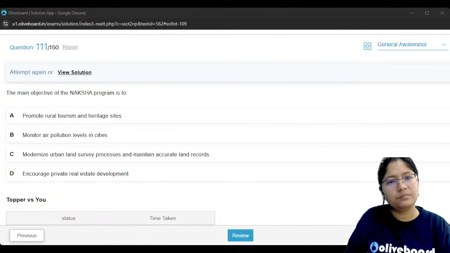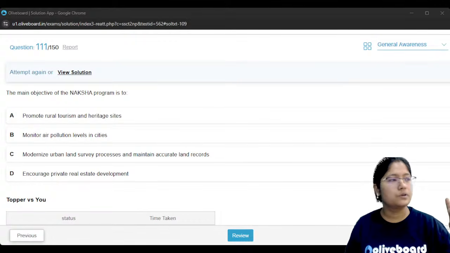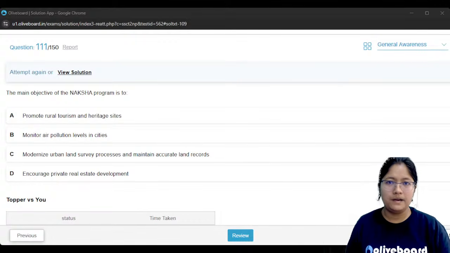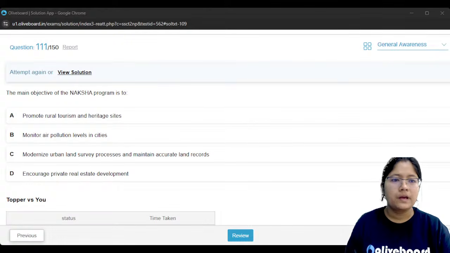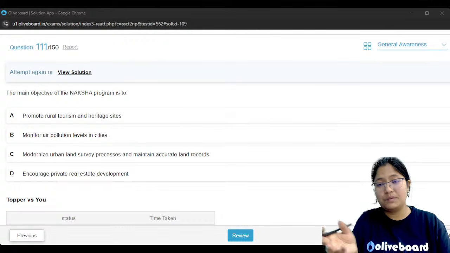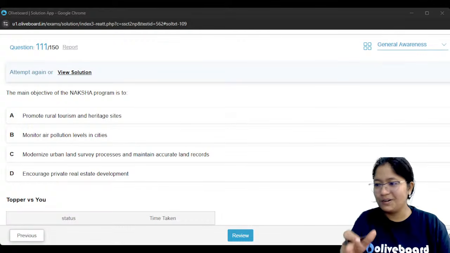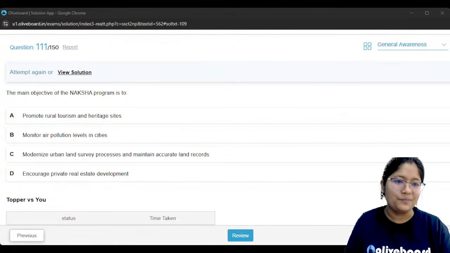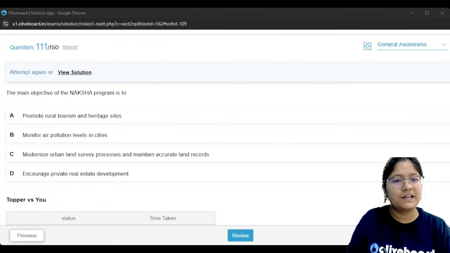So even if you know that naksha is related to land mapping, right? The word is used very commonly. And modernize urban land survey process and maintain accurate land records. They're using the GIS technology here. And probably there will be a time where using the Google Maps, you'll be able to zoom out. Okay, this land belongs to this person, like that probably we can do. Encourage private real estate development does not make sense, right? So the correct answer here is option number C.